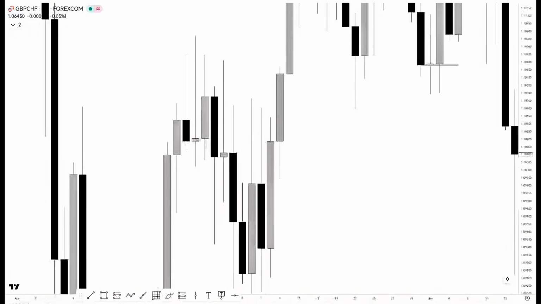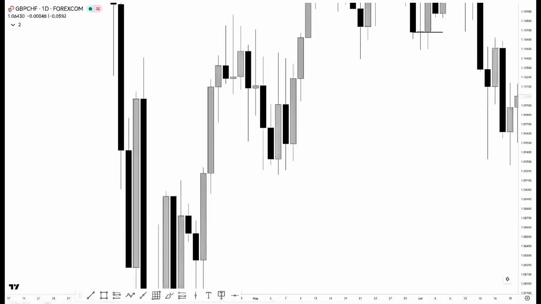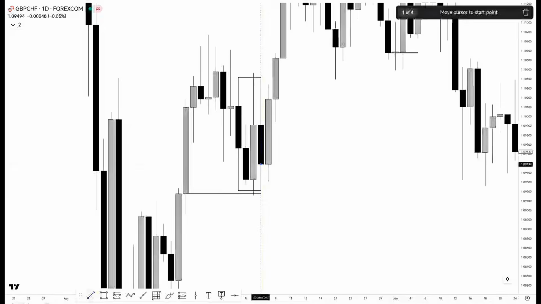So that's basically what I'm trying to explain in a nutshell. So take a look at this as well. So this is from this rejection, CRT low, CRT high. Then take a look at this.